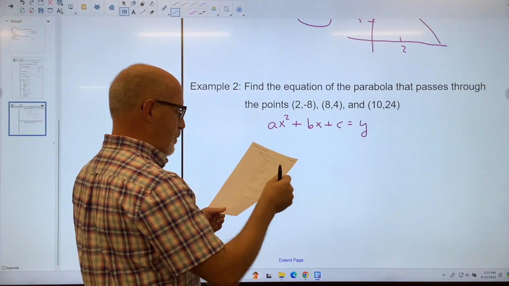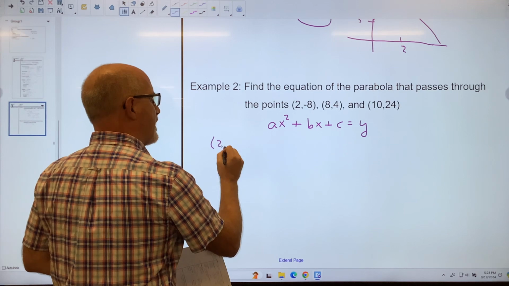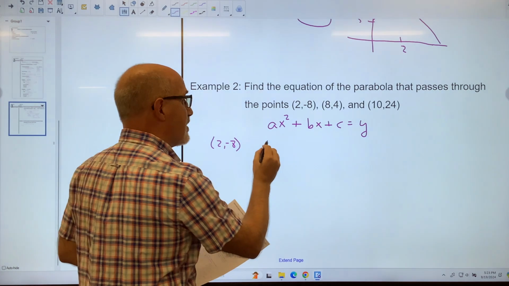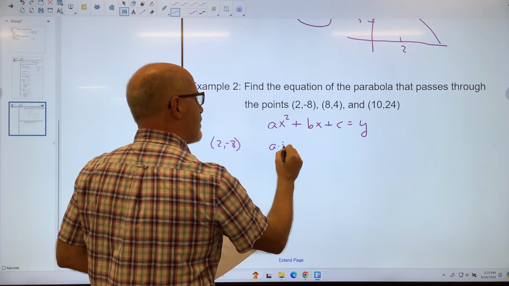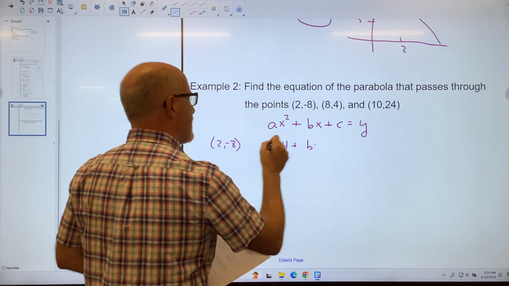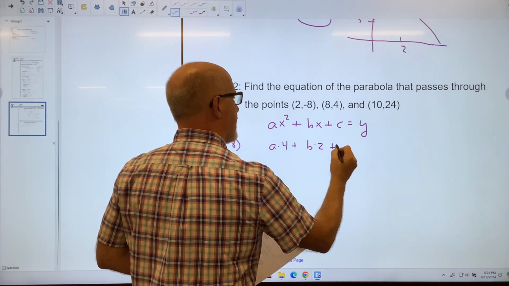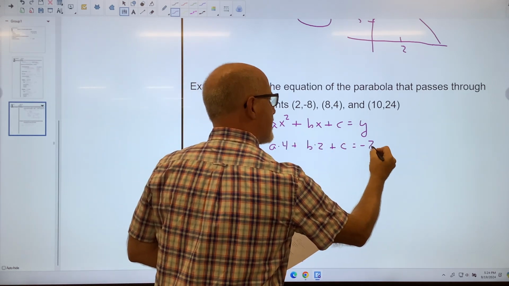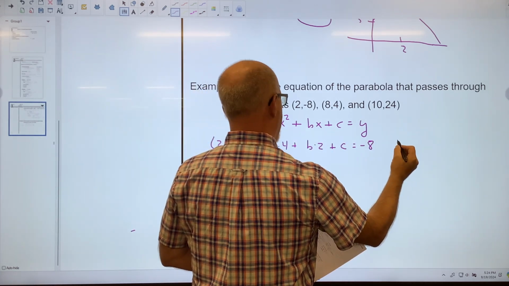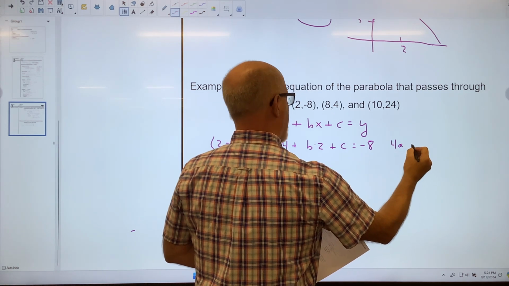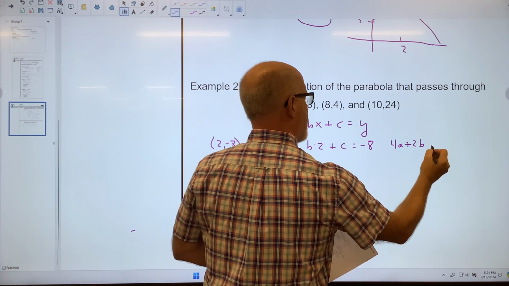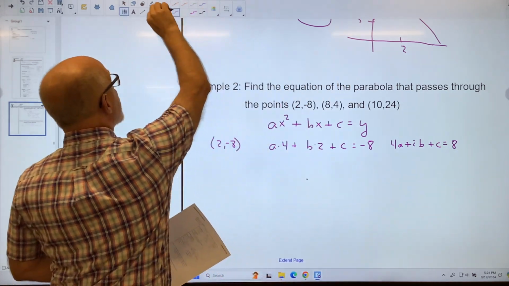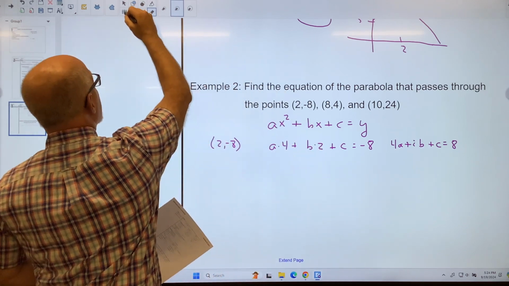So what we'll do for this is we'll put in the ordered pair 2 comma negative 8, and I'm going to put that in for all the x's. So I'm going to have a times 2 squared, which is 4, plus b times 2 plus c is going to equal my y, which is negative 8. So in essence, I've got 4a plus 2b plus c equals negative 8.